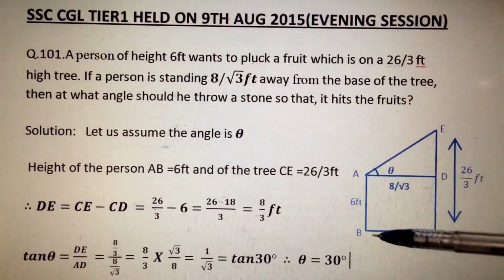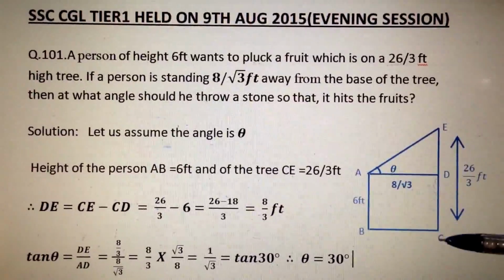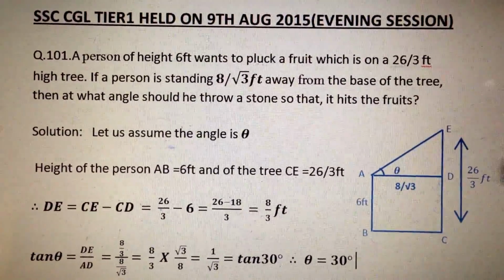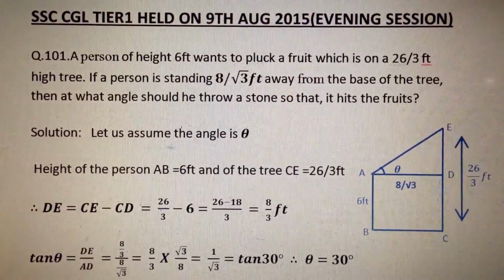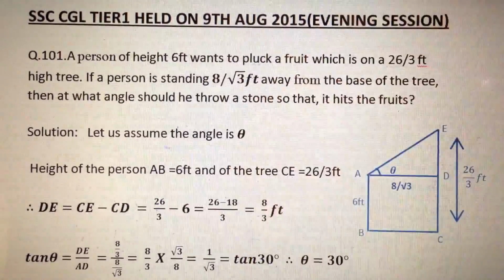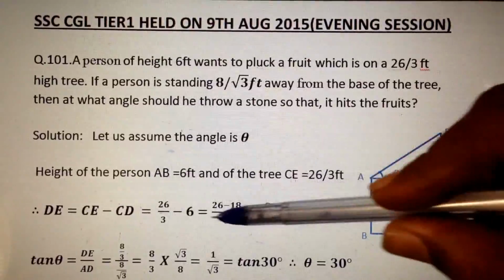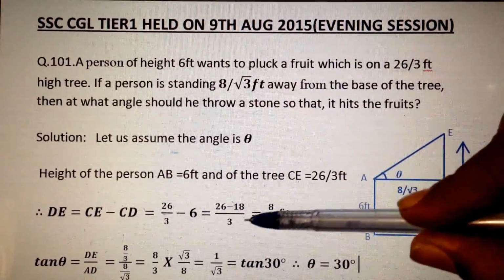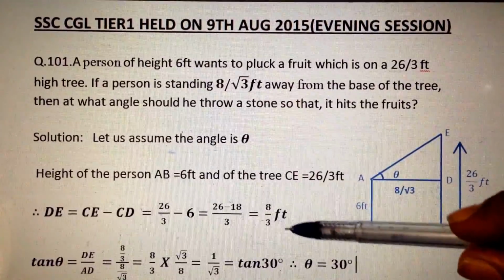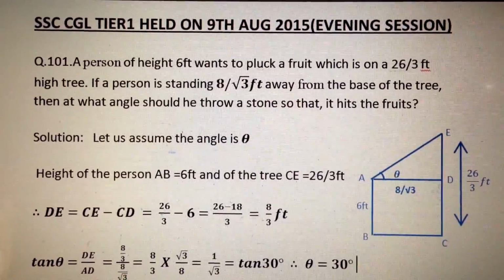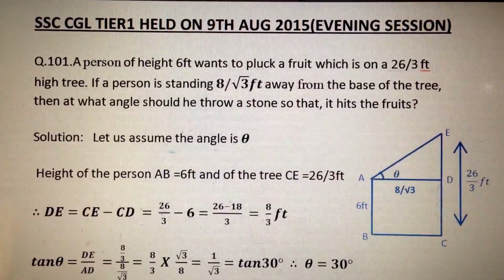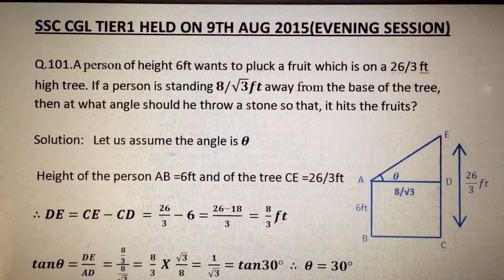When AB is equal to 6 feet, then DC is also 6 feet. Therefore, DE is equal to CE minus CD, that is equal to 26/3 minus 6, which is equal to (26 minus 18)/3, which is equal to 8/3 feet. Now we know the value of DE, we know the value of AD. We have to find out the value of theta.